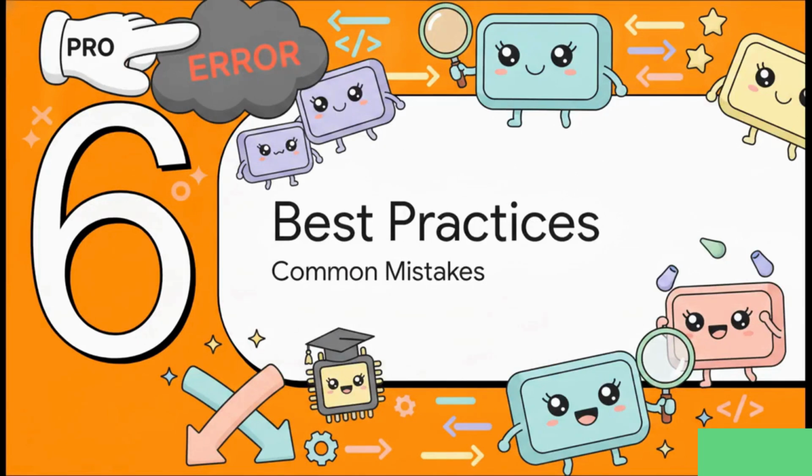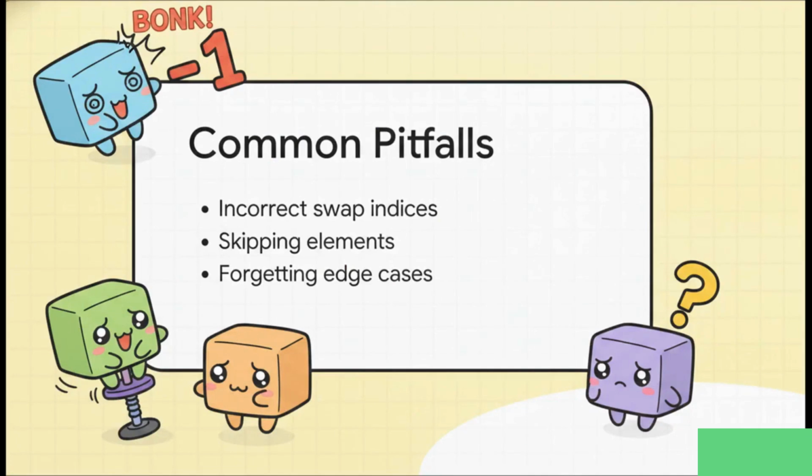Finally, Section 6, Best Practices and Mistakes. Because knowing how to write the algorithm is only half the battle. Knowing the traps, that's what makes you a true pro. Let's look at a few common pitfalls. First up, incorrect swap indices. If you're using a standard for loop instead of the 2 pointers, it is super easy to accidentally try swapping i with array length - i. Since arrays are 0 indexed, that's going to throw an error. You absolutely must use array length - i - 1.